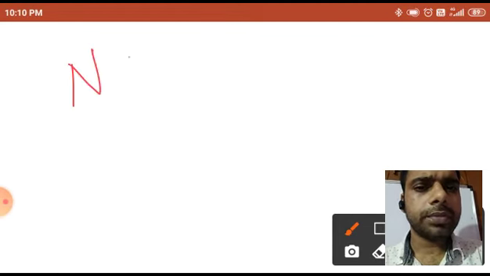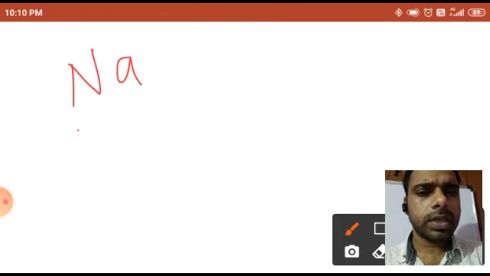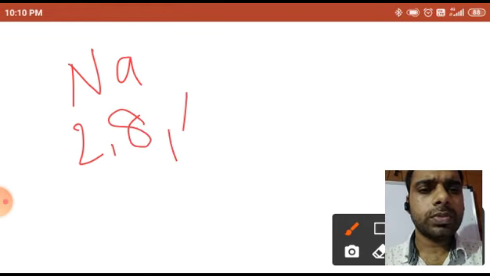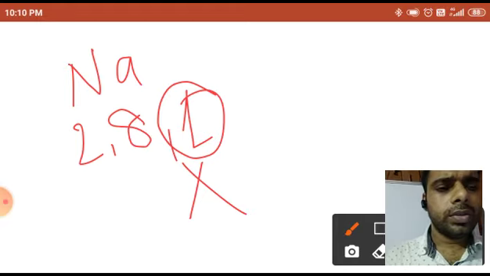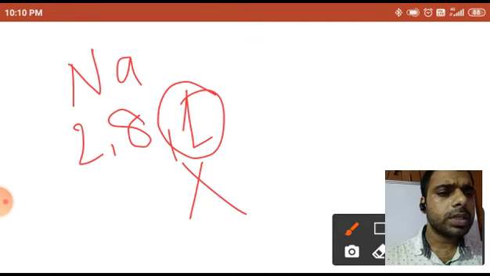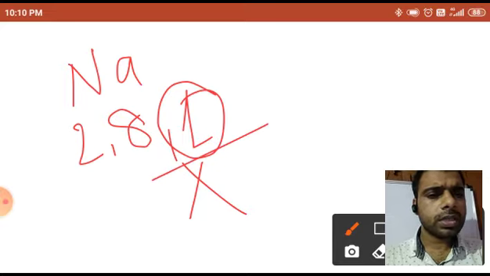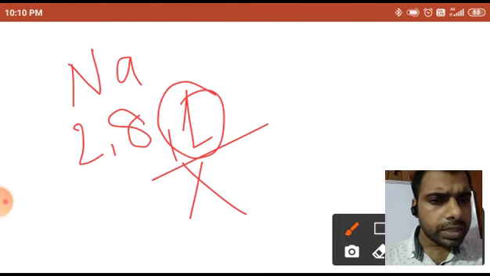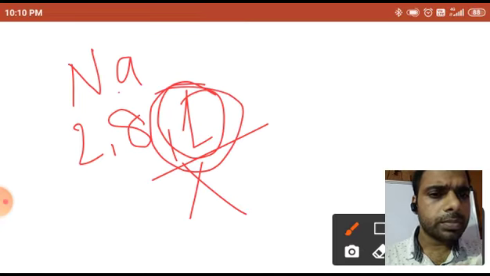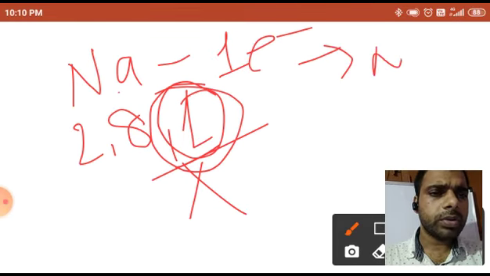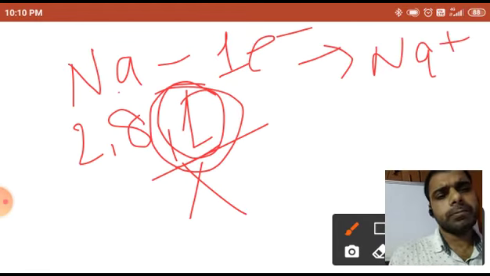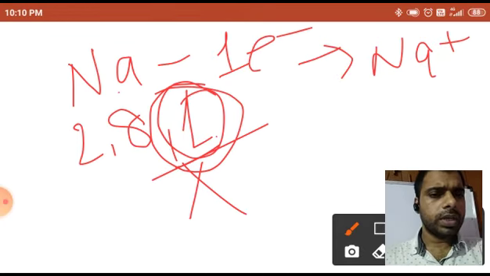Here you can see Na. What is the electronic configuration of Na? 2, 8, 1. Now this one extra electron prevents this sodium metal from stability, from completing its octet. So why will it lose it? It will lose one electron, and what does it form? Na positive. So one electron has been lost.